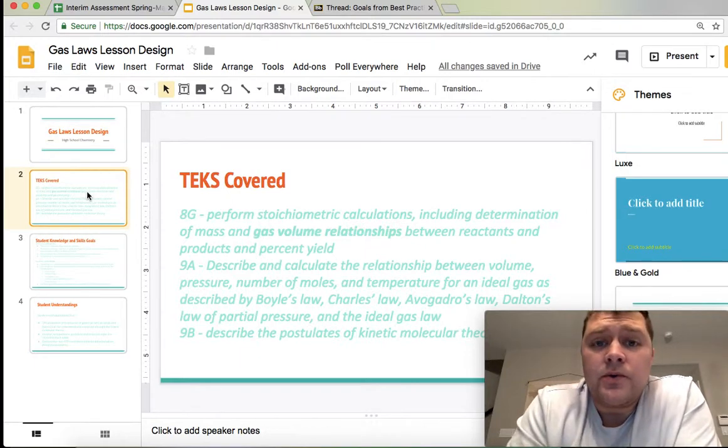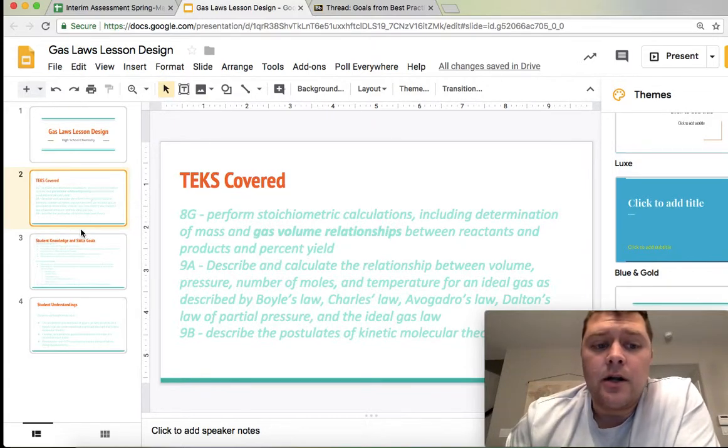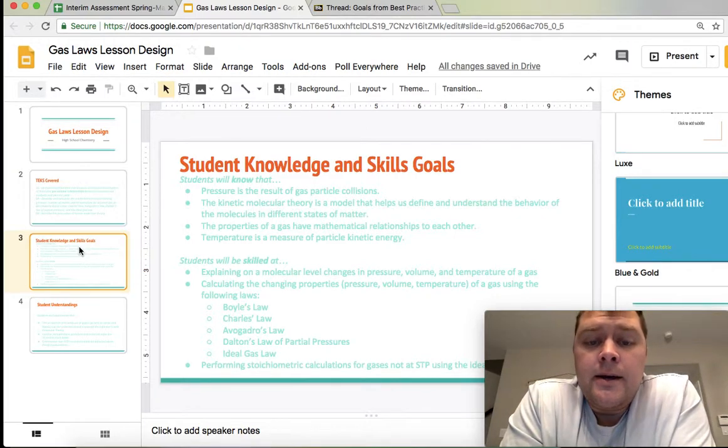So the goals that I would have for my students in this lesson, I broke them into skills and into knowledge. For the knowledge, I would want the students to know that pressure is the result of gas particle collisions. The kinetic molecular theory is a model that helps us define and understand the behavior of the molecules in different states of matter, and that the properties of gas have mathematical relationships to each other, and that temperature is a measure of particle kinetic energy.